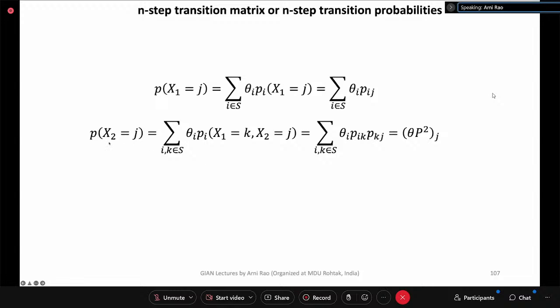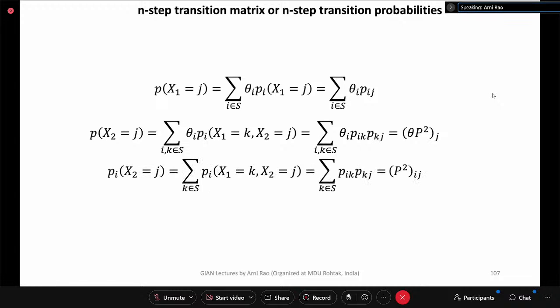Similarly, probability x2 equal to j means, see, there is no suffix. That means it could start from anywhere. Anywhere means theta i, just arbitrary i. Initial distribution, from i to k, k to j. In x1, the first step is i to k. k could be any state out of S. And k to j, j could be any state out of S. But i, j, k need not be the same: i not equal to j, j not equal to k.